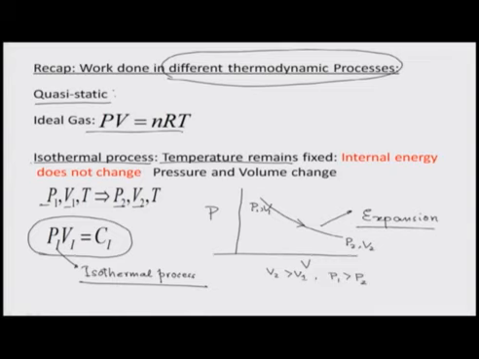Okay? So, isothermal process, temperature remains fixed, internal energy does not change, but pressure and volume change. I am talking about ideal gas. Internal energy is a function of temperature, and since temperature is kept fixed in an isothermal process, internal energy does not change. Okay? But pressure and volume do change.